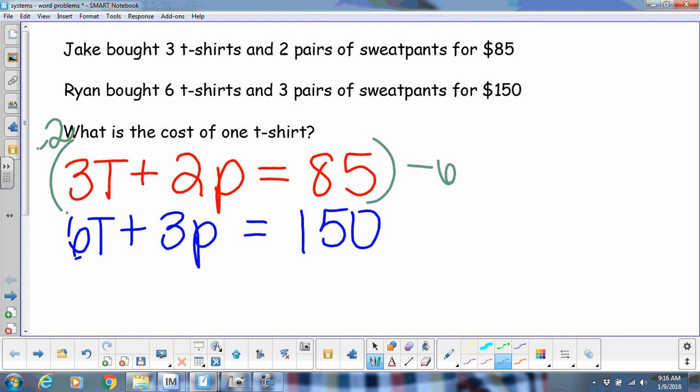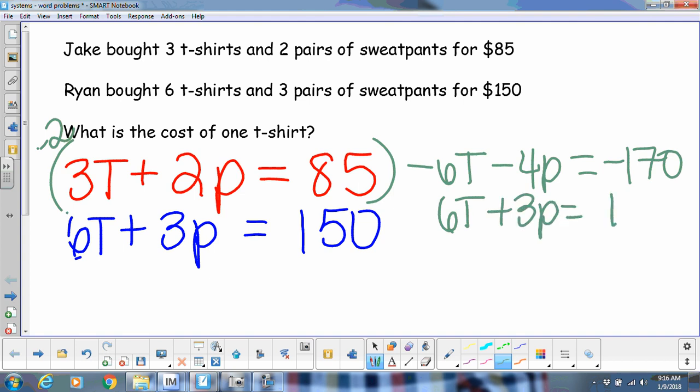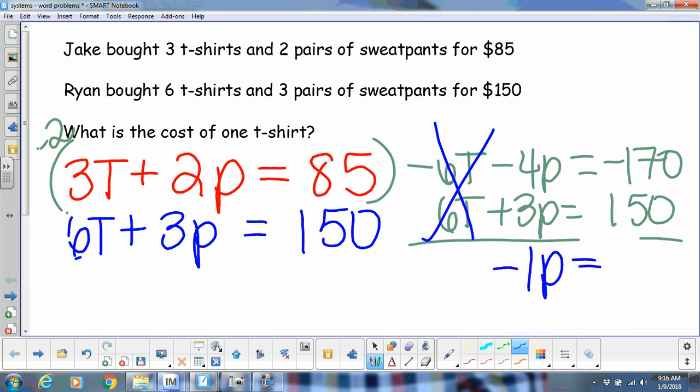So that gives me negative 6p minus 4p. What's 85 times 2? If you need to work it out, write it out. It is 170, so it's going to be negative 170. And then the bottom stays the same. So when we add here, negative 1p is going to equal, what kind of 20? Negative 20. So how much is a pair of sweatpants? $20. Is everybody with me?